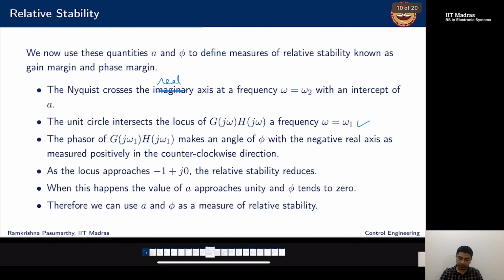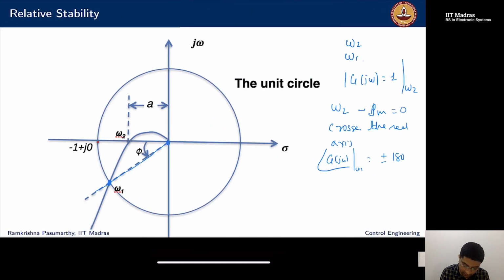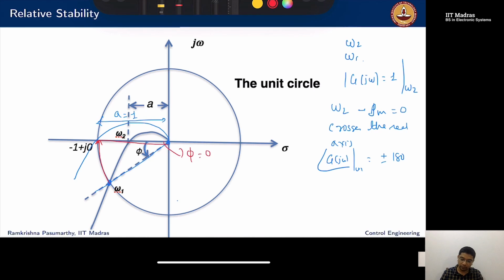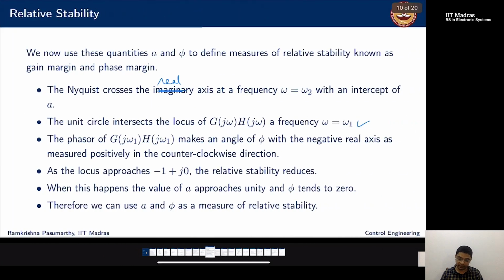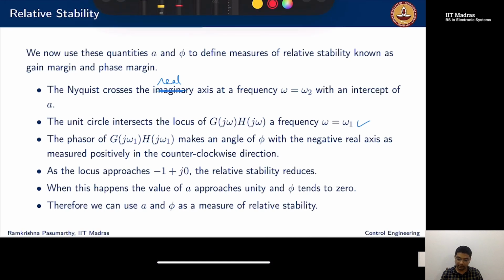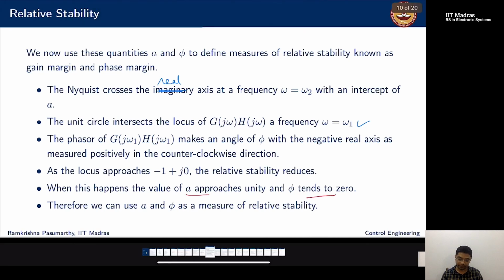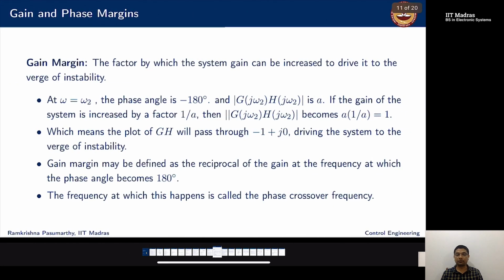So this is my A. When A is 1, this will become A equal to 1. Or if I go around this circle to this point, I will have phi equal to 0. This is what these two things mean: A approaches unity and phi tends to 0. And therefore, we can use A and phi as measures of relative stability.